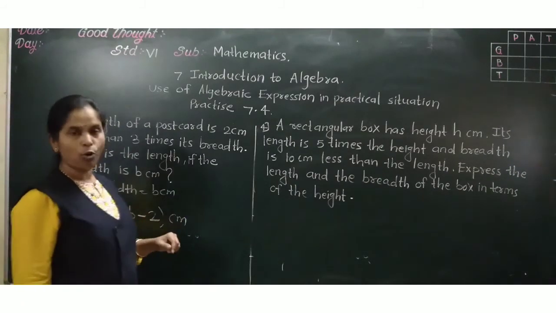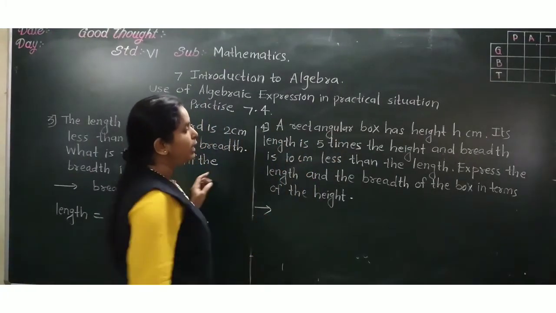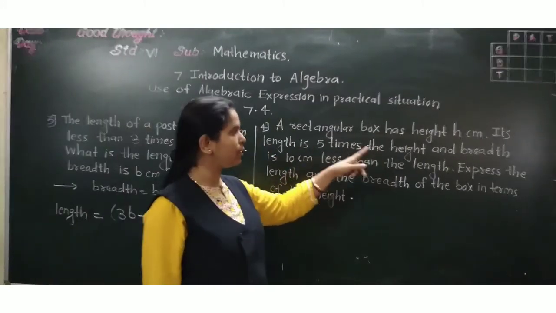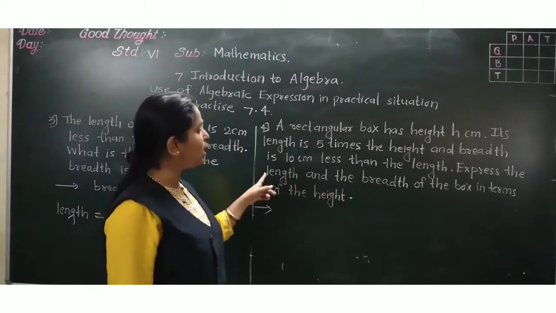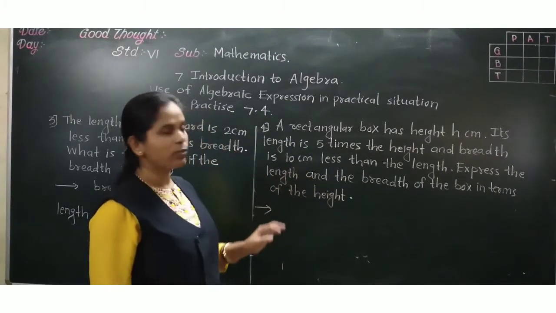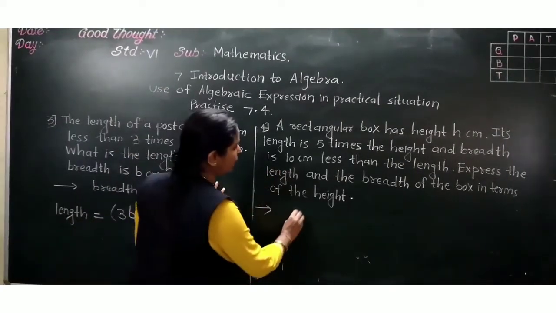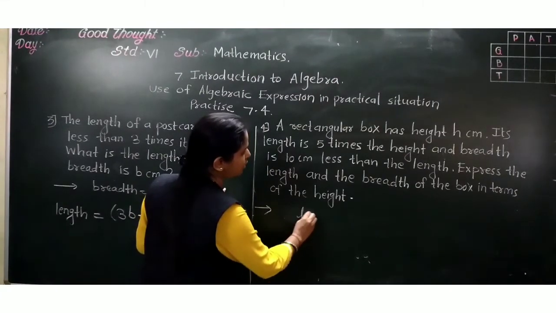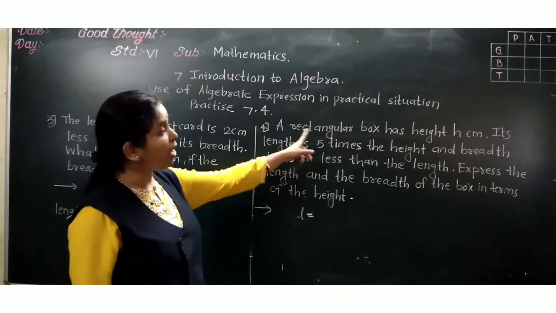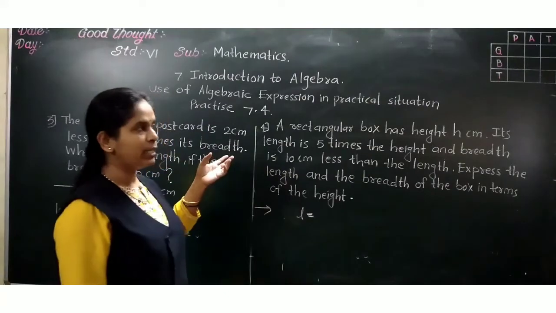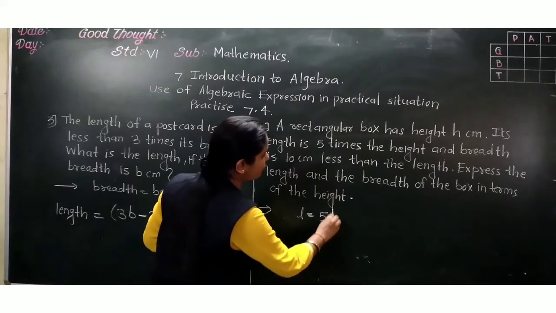Okay. Next, fourth one. A rectangular box has height x centimeter. Its length is 5 times the height and breadth is 10 centimeter less than the length. Express the length and the breadth of the box in terms of the height. Okay. We have to express the length. So what will be the length? Length we can denote by the letter L also. Its length is 5 times the height. Suppose height is h. They have given height is h. So 5 times the height, so length will be 5h.